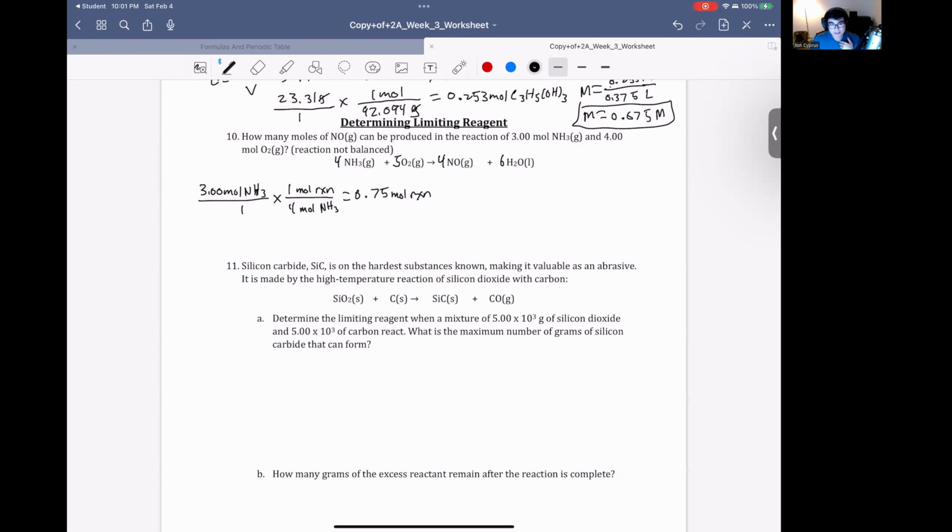All right, next I have to look at O2. So for O2, I have 4.00 moles. And then for every 1 reaction, I have 5 moles of O2 that I need to use.